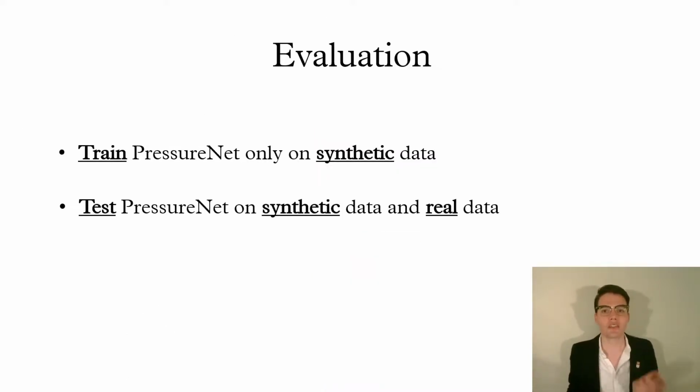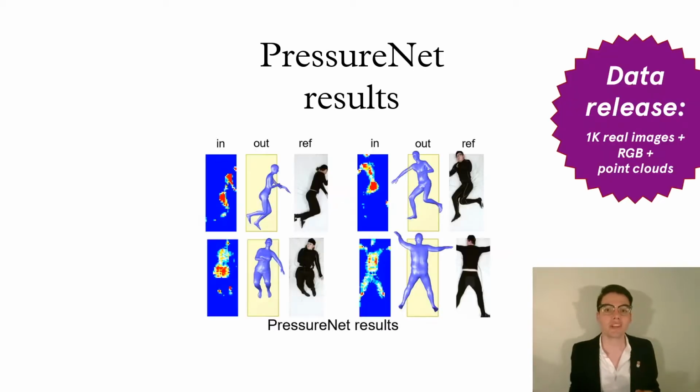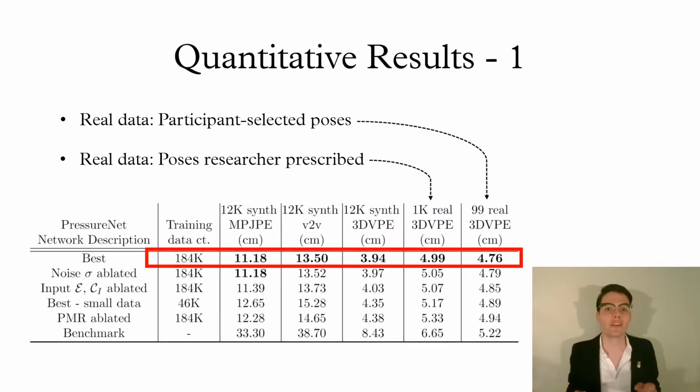We trained PressureNet using only synthetic data and tested it on both synthetic and real data. We collected testing data from 20 people on a sensorized bed in both self-selected and prescribed poses. We also released this data. We ran a number of ablation studies. Notably, ablating PMR made the largest difference.